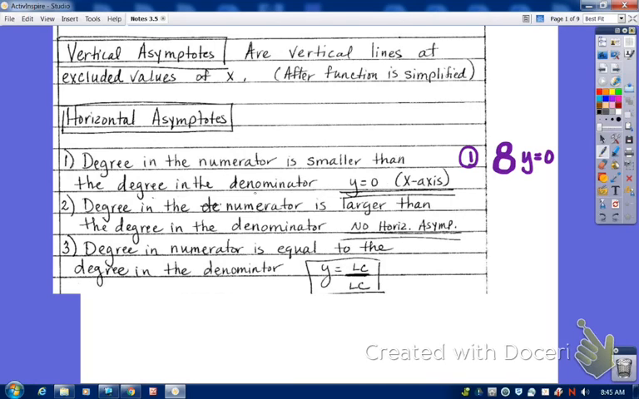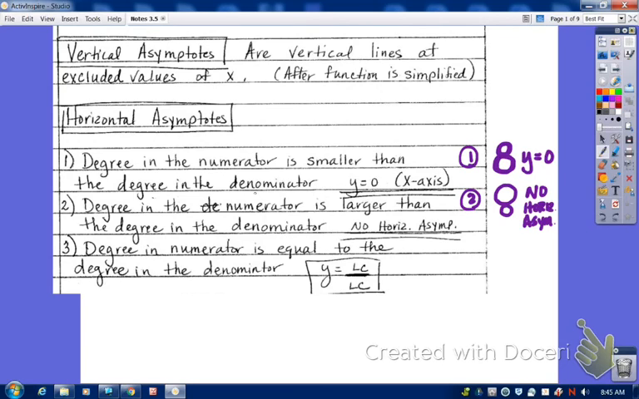Rule number 2, if the degree in the numerator is larger than the degree in the denominator. Let's draw that snowman. What's going to happen to that snowman? It's not going to be a snowman. It's going to crash to the ground. It's going to tip over. So if the degree in the top is larger than the degree in the bottom, will we have a snowman? No. And so that means we will not have a horizontal asymptote. No horizontal asymptote.